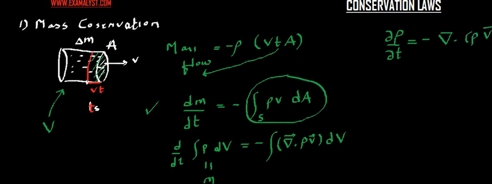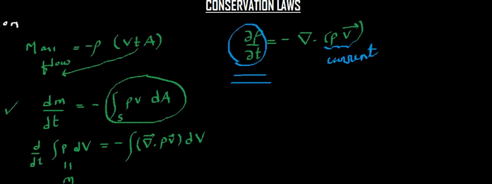Here rho v is our current. You can say this is the current of fluid flow. So if there is a current of flow, then something must be decreasing because of this current. What is decreasing? Indirectly, this is the mass which is decreasing. So this is all about fluid dynamics.